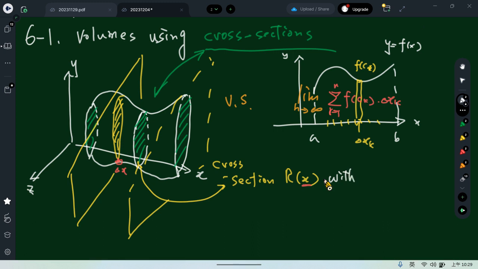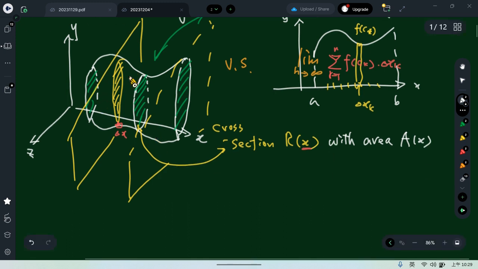with area A of x, right? Because the region is different. Of course, the corresponding area will also be different. So that's why we can have R of x is about the region, the cross section, but the size is A of x. Okay? Then, just like the Riemann sum, we just did it for the 2D area. We just follow the same idea to get the volume for the 3D object.